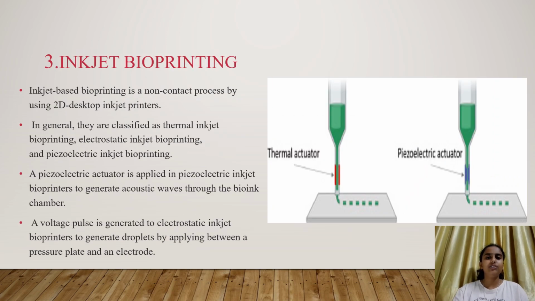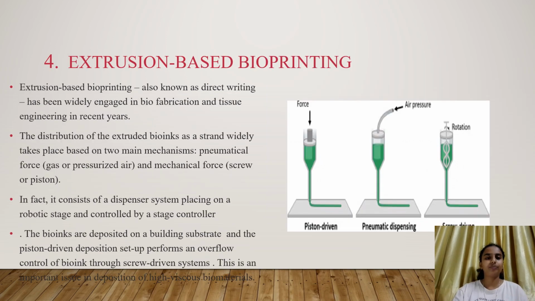Third one is inkjet bioprinting. Inkjet based bioprinting is a non-contact process using 2D desktop inkjet printers. In general, they are classified as thermal inkjet bioprinting and electrostatic bioprinting. A voltage pulse is generated in inkjet bioprinters to generate droplets by applying it between a pressure plate and an electrode.